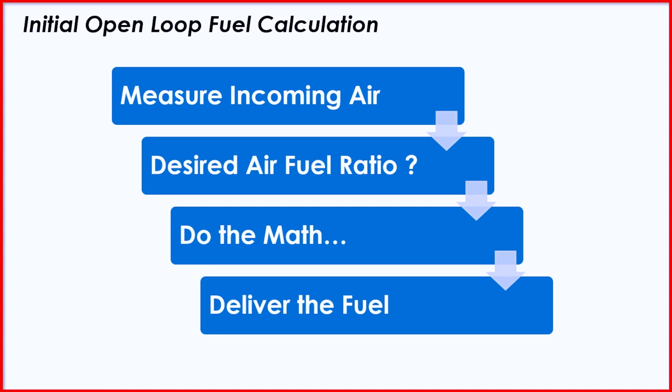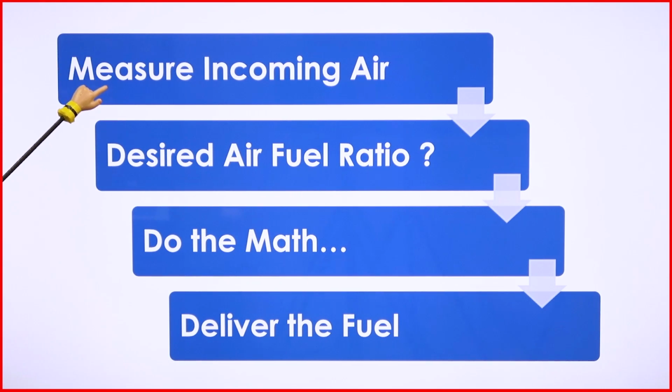So let's talk a little bit about fuel trims themselves. So we've got open loop fuel trim as well as closed loop fuel trim. And if we look at open loop fuel calculation here, well, first thing, the vehicle is going to measure the incoming air. Now, if it's got a mass airflow sensor, it's going to take a sampling of the amount of air coming into the engine, and then it's going to look at what's our desired air-fuel ratio. Are we cold? Are we under acceleration? Are we idling?